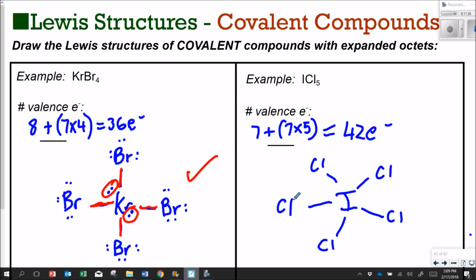Now we give each peripheral chlorine an octet, so we have 2 in the bonded area, 3, 4, 5, 6, 7, 8, and we do the same thing for each chlorine atom, so that they all have an octet.